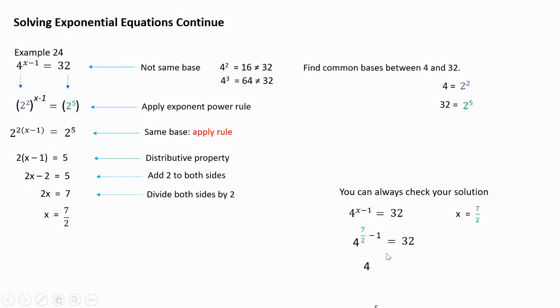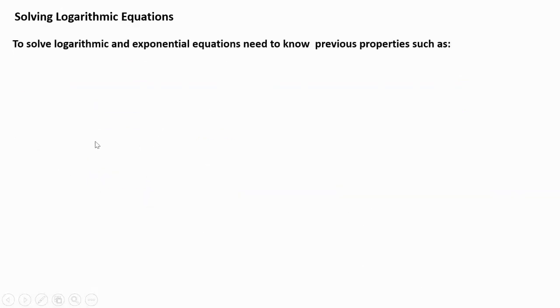Right, so 7/2 minus 2 will give us 5/2. If you put that in the calculator, it should give you 32. So 32 equals 32, so we know it's correct. Okay. Now, solving logarithmic equations.